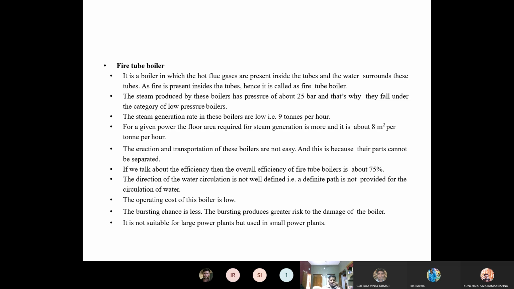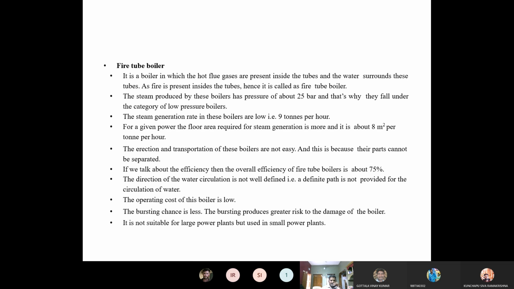In a fire tube boiler, the hot gases flow inside the tubes, and the water surrounds these tubes. As the fire is present inside the tubes, they are called fire tubes. Steam produced by these boilers has a pressure of about 25 bar, and that is why they fall under the category of low pressure boilers. The steam generation rate in this boiler is low, only 9 tons per hour.